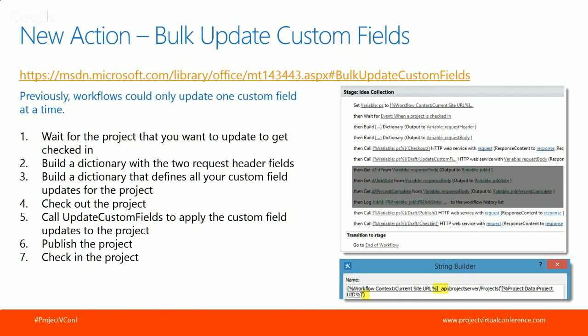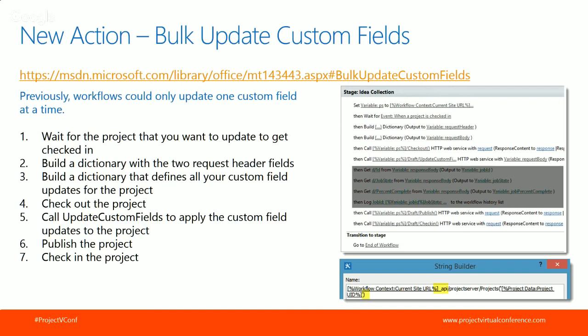There's 2 of these. One of them is bulk update. And before you had this ability to do bulk updates, you had to do 1 field at a time. So a user would essentially be waiting for you to update 5 fields. Each one to get checked out, set, publish, checked out, set, publish. What this new action allows you to do is update multiple fields at once.